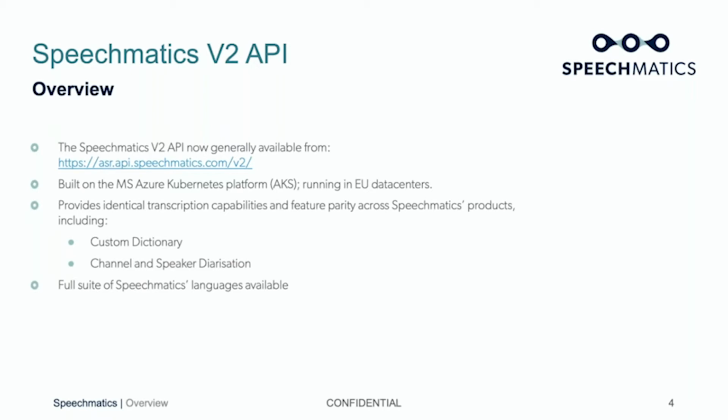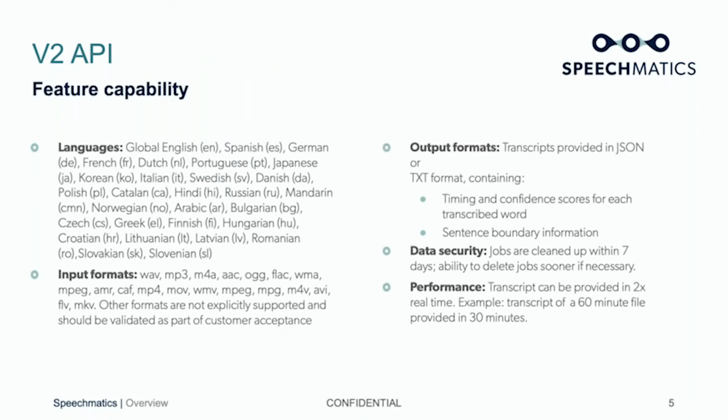The full suite of languages is supported, so here is a list of them. So new ones that we now support on the V2 SaaS are Arabic, Mandarin, Chinese, and Norwegian, but then the other ones that you would be familiar with are also available. The same input formats that we used to support on the old API are available. And we also provide transcripts in JSON and plain text format.